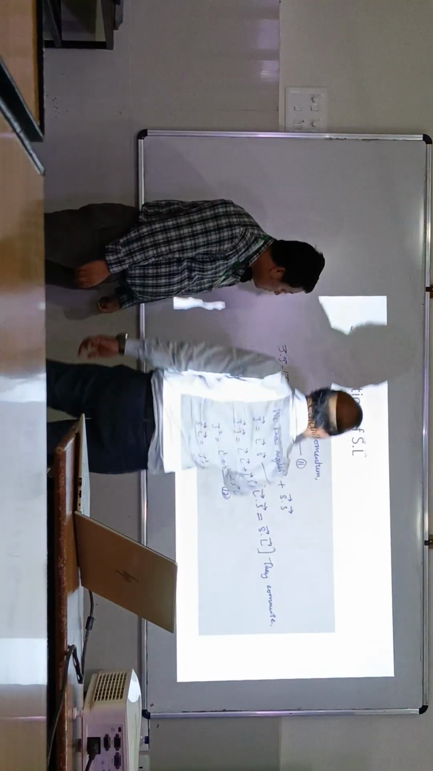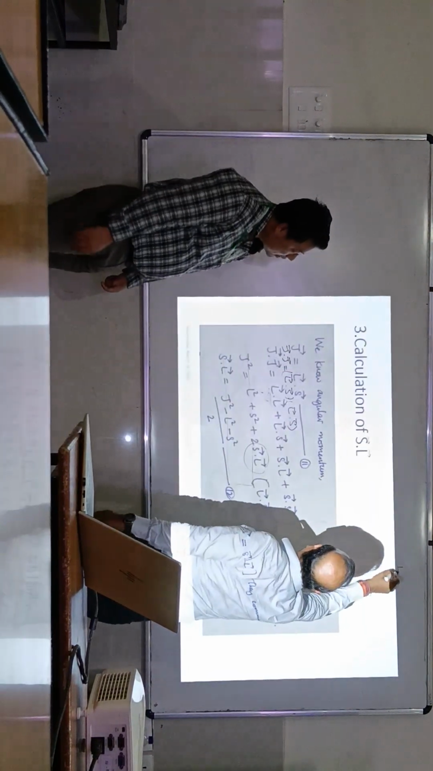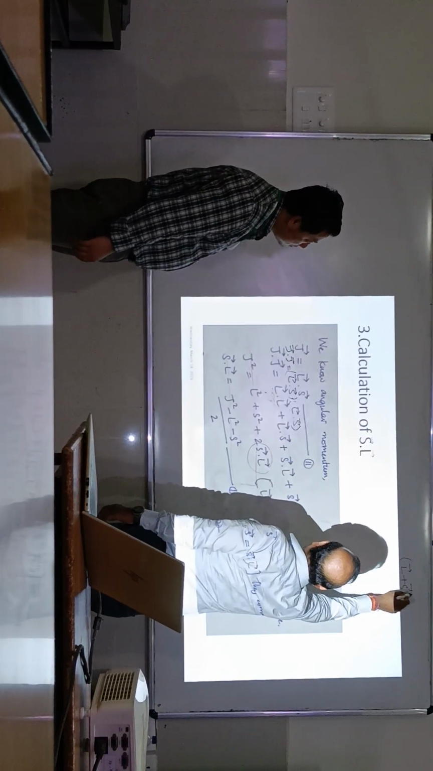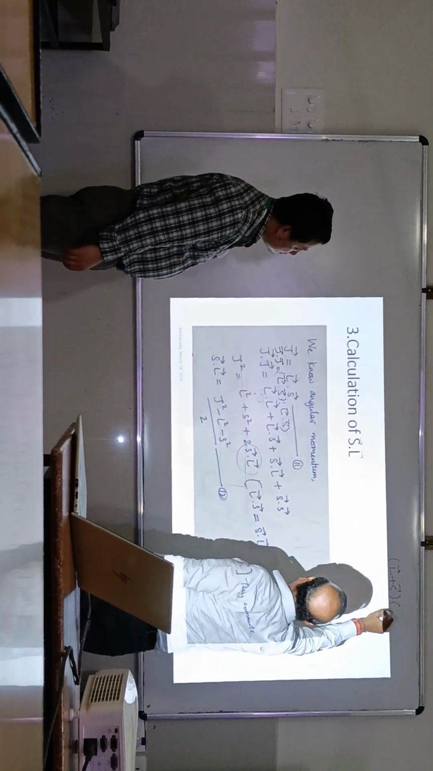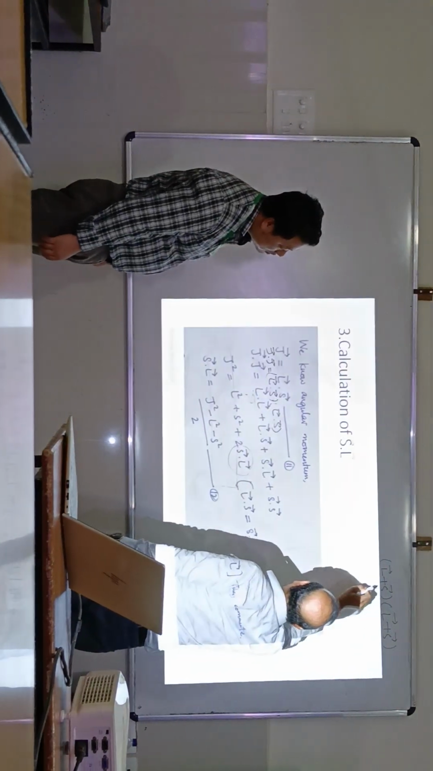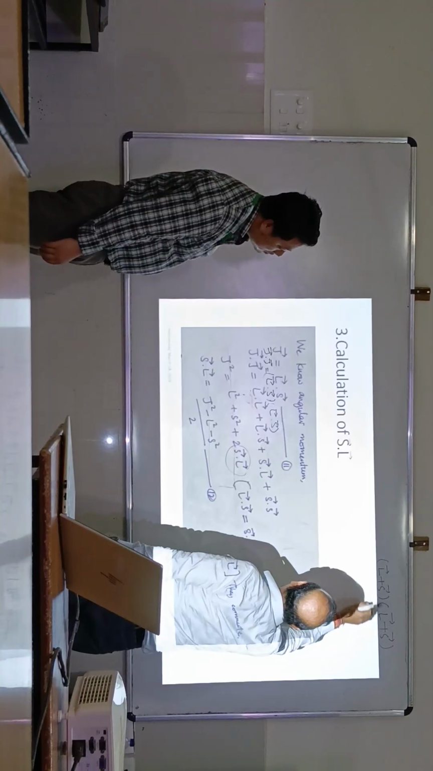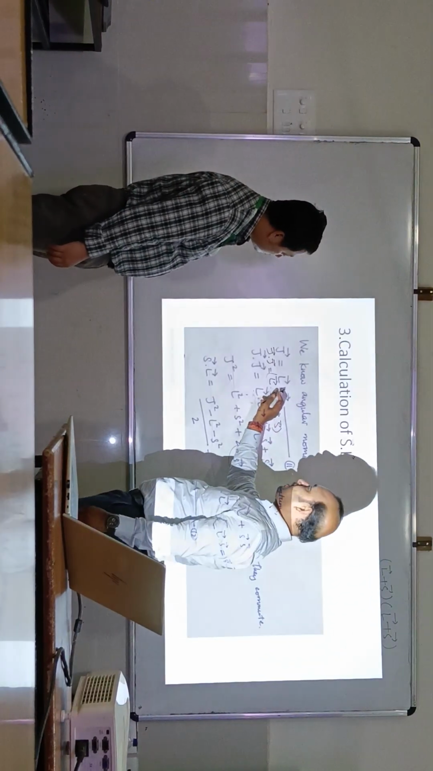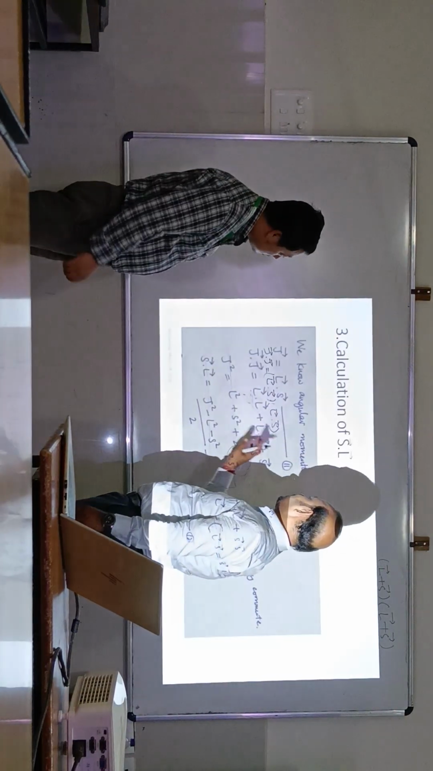Because if it will be L plus S, J is equal to L plus S. Then J into J is equal to L plus S times L plus S. Then L into L plus L into S, S into L plus S into S. But this is not plus, right? This is imaginary.